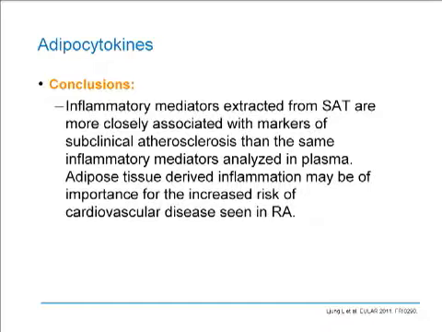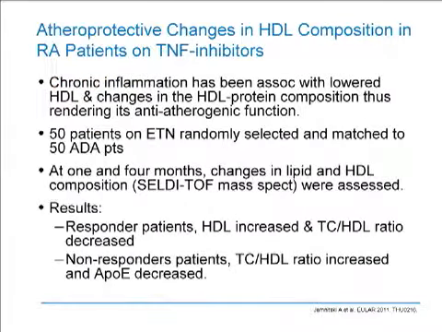The authors in this abstract concluded that inflammatory mediators from the subcutaneous adipose tissue are more closely associated with markers of subclinical atherosclerosis than the same inflammatory mediators analyzed in the plasma. And they conclude that adipose tissue-derived inflammation may lead to a very important increased risk of cardiovascular disease seen in RA patients. So changing our attention to HDL composition, this is a very interesting atheroprotective area.